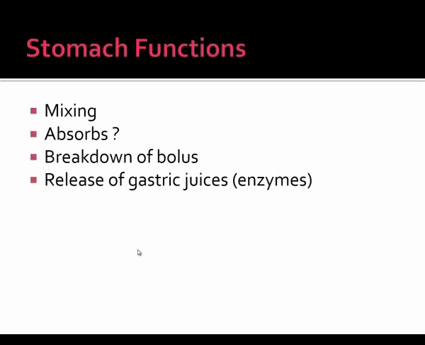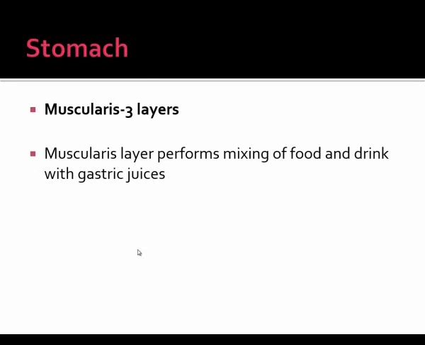And then finally we have the stomach. The job of the stomach, I call it the big house. It's there to help mix things back and forth. Does it absorb anything? We're going to talk a little bit about that. I think there's a misnomer out there that people think it absorbs everything, and it's quite contrary to that. It does help with the breakdown of the bolus, and also releases some gastric juices and enzymes that we're going to talk about. So the stomach has 3 muscle layers, and this is the job of the muscularis layer, to mix this food back and forth. And with the help of the gastric juices, the ultimate job of the stomach is really to break down this bolus.